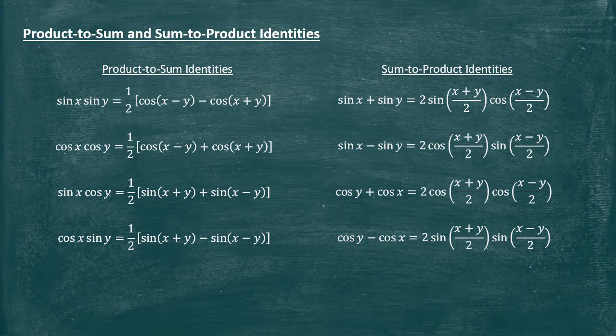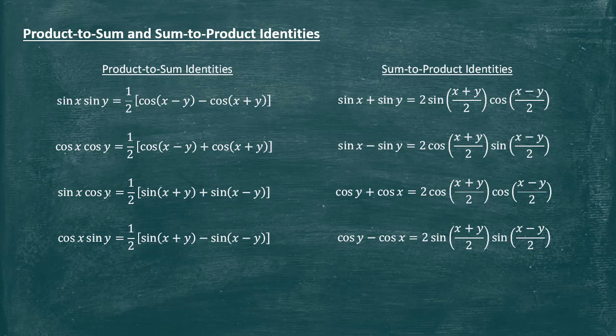Alright, so the second main concept of this lesson is the other part mentioned at the very beginning, the product to sum or sum to product identities. And ultimately this is just a way for us to manipulate one thing that's a product into a sum or sum to product, hence the name of these particular things.